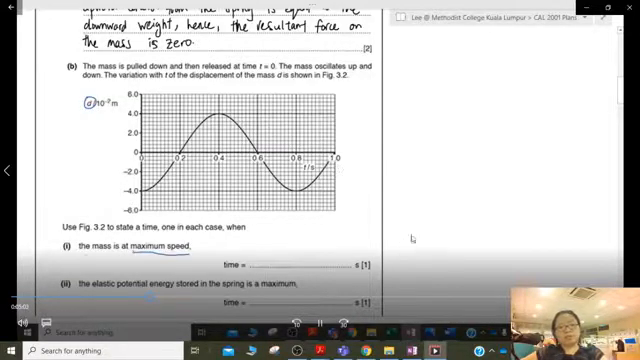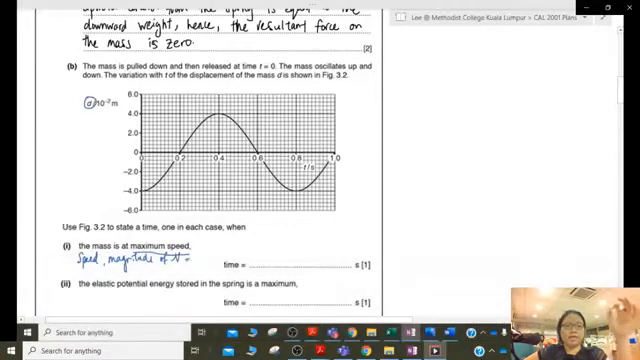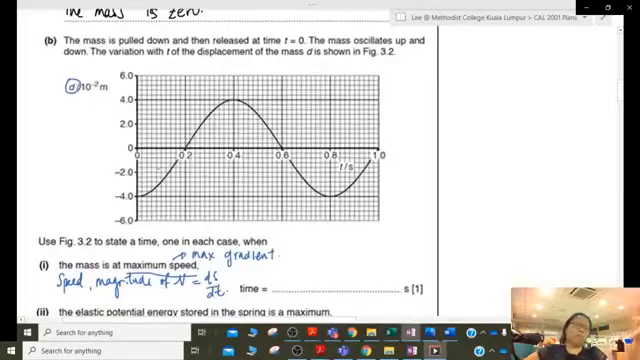So to look for maximum speed, what we need to do is actually look at the magnitude of the velocity. But velocity is ds/dt. So we're looking at places of maximum gradient if you are more mathematically inclined.